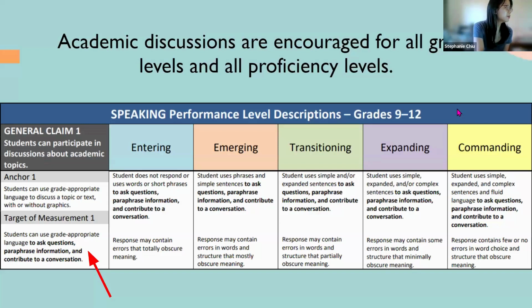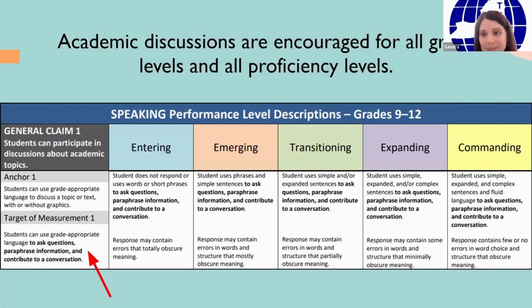Sandra, you want to talk a little more about the research? You have to unmute yourself, Sandra. Sorry, I have a million screens open.